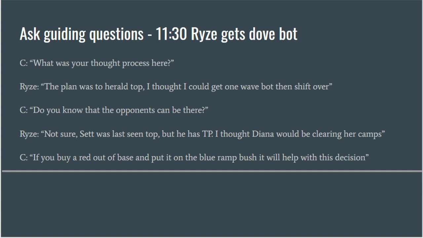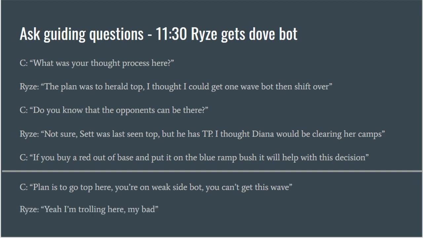Now let's compare this to how this situation would look in a very typical review. Okay, the plan is to go top here. You're on the weak side bot lane as Ryze. A very prescriptive language being used here. You can't get this wave, telling the player directly. To which, if the player agrees with the general statement, it's a very classic response. Yeah, I'm trolling here. My bad, right? And then it's just left at that. There's no learning. There's no sense of optimization being done over here to help them figure out, okay, what are the various factors that we need to consider in order for us to make the best possible decision in this scenario.